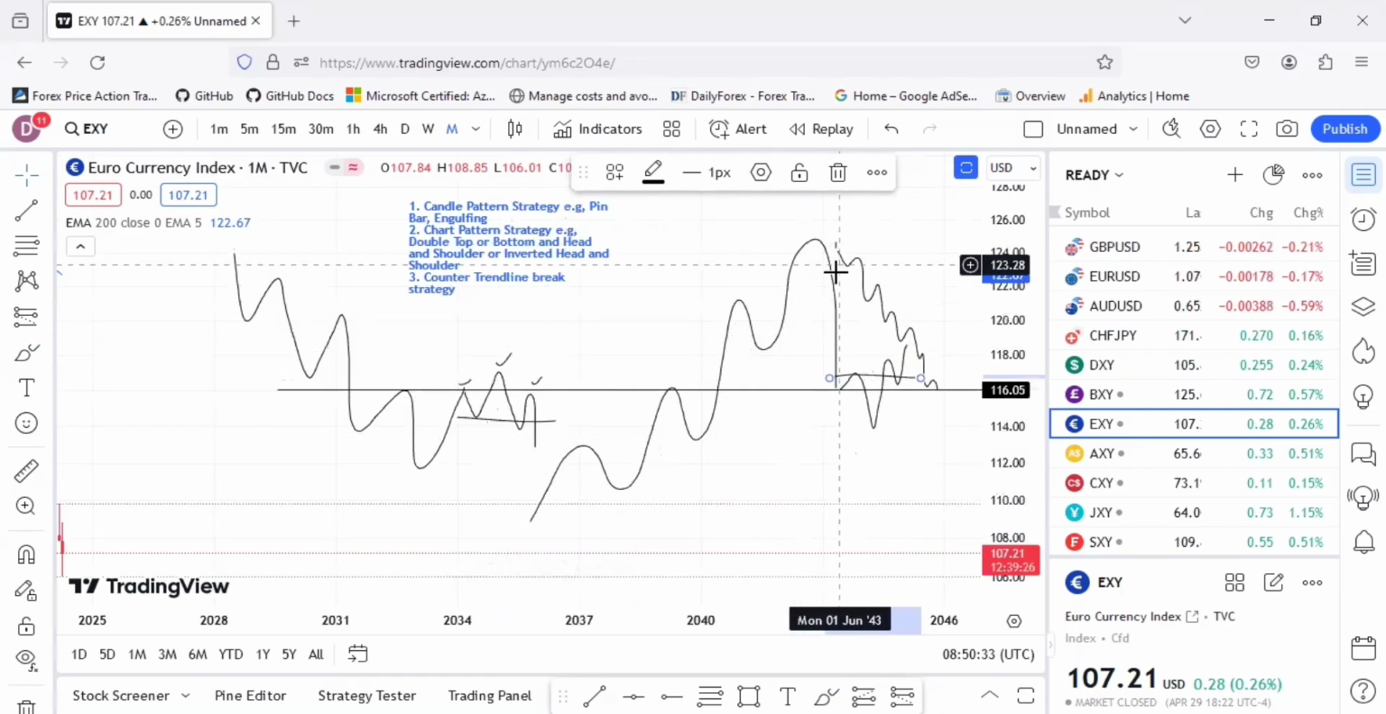So this is my pullback here. From here to here is my retracement. So for me to know this price wants to continue, if I see a chart pattern here, that is when I will now jump in, okay, my uptrend still continues.